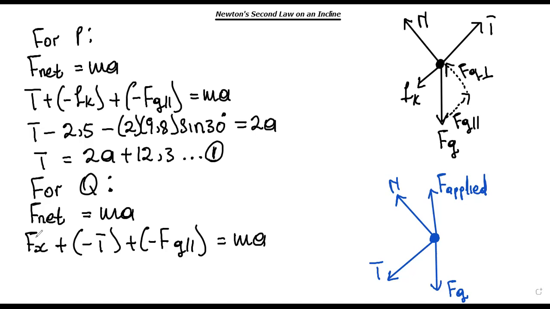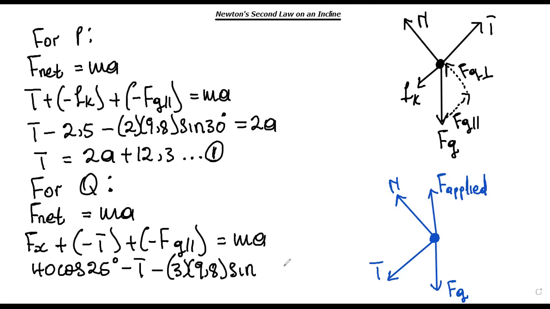Now, what is F in the X? We know that it's F cosine theta. So in other words, it's 40 cosine 25 degrees. Then you say minus T minus, for FG parallel, well, the mass of the block is 3 kg, times acceleration due to gravity, and then you say sine 30 degrees, like that. Then everything is equal to 3a.